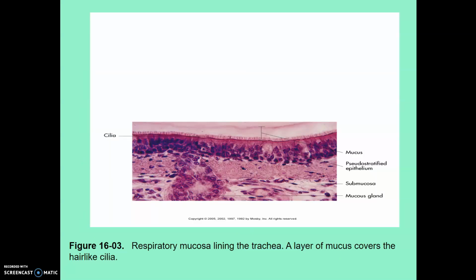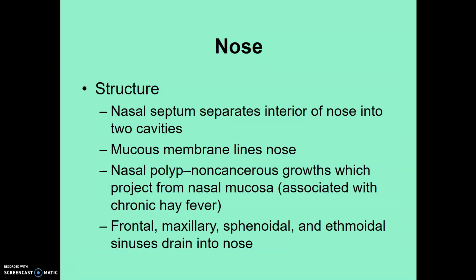Here's a great picture showing you a cross-section through the mucosal membrane. Here's a mucus gland producing tons of mucus. Here's the actual mucus layer, sitting on top of the cilia, which are waving back and forth, right? Moving stuff up towards the oropharynx. How cool is that? And here's the really cool pseudostratified epithelium. Remember that when we were looking at slides and stuff earlier?